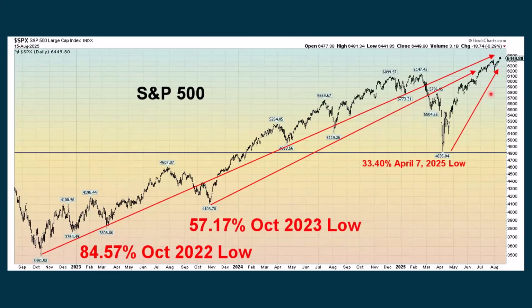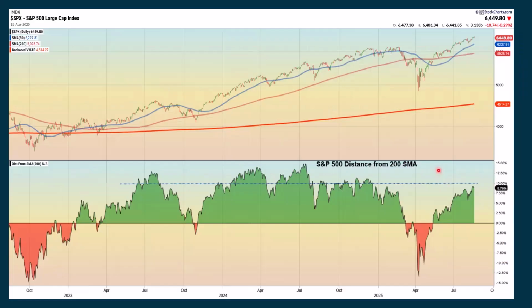And this is for informational purposes. These are the different percentage gains from the October 2022 low, the October 2023 low, and the April 7th, 2025 low. Then we want to keep an eye on how far away we are with the S&P 500 from the 200-day simple moving average. If we get above this dashed line, that's 10%. That means the current price of the S&P is 10% above its 200-day moving average. And when we get above that, that's when the market can sometimes become vulnerable.